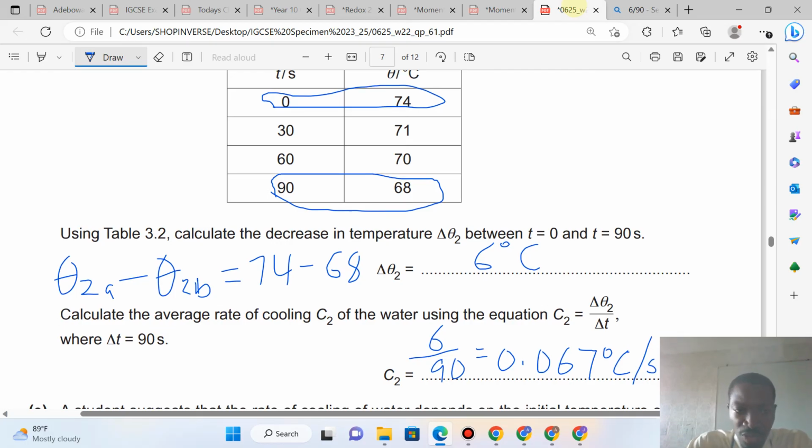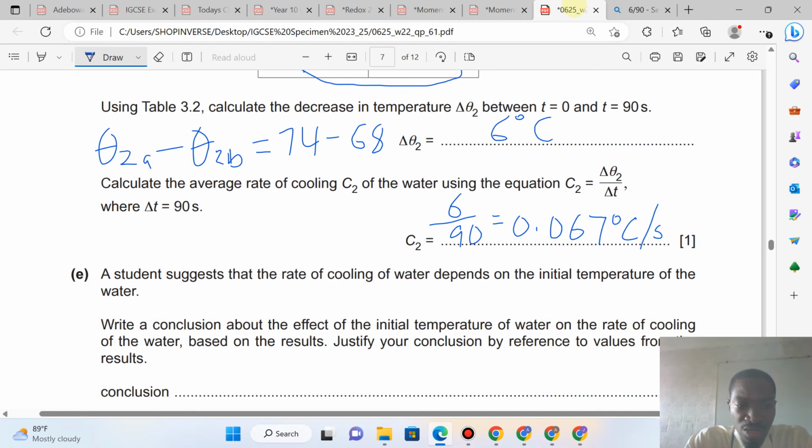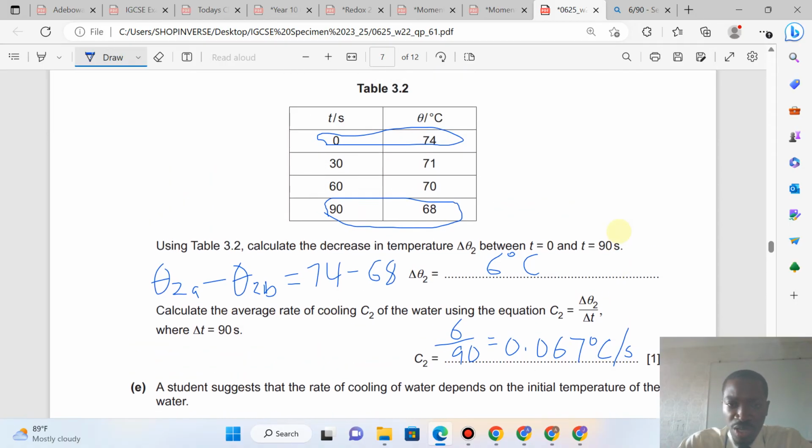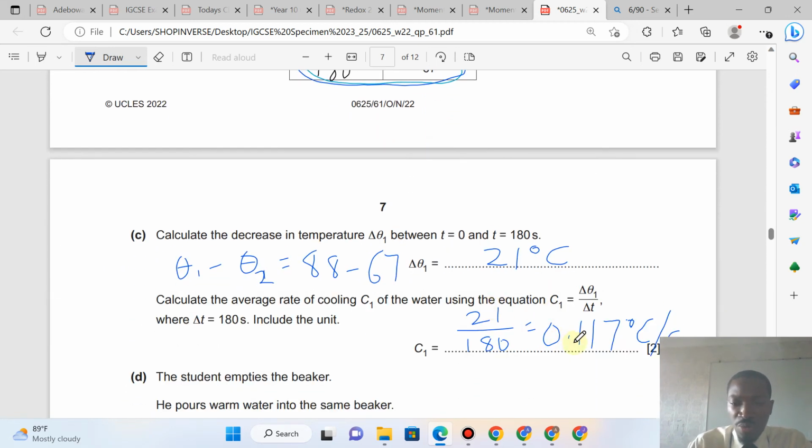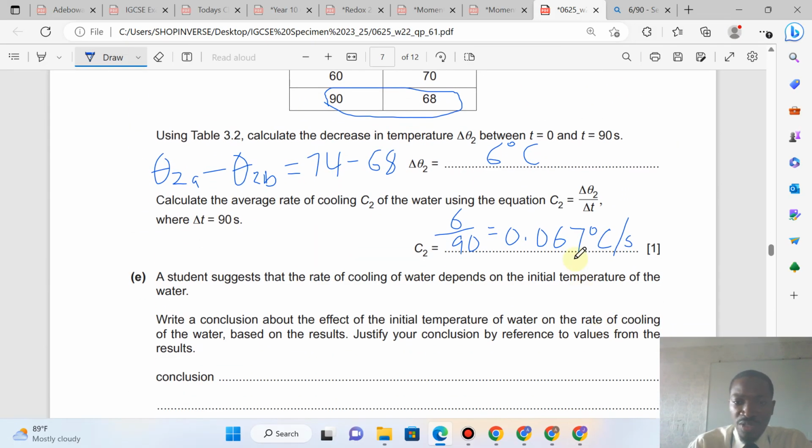Now the next question says, a student suggests that the rate of cooling of water depends on the initial temperature. Take note of the rate of cooling in the second case, where the initial temperature is 74. When the initial temperature is 74, the rate of cooling is 0.067. And when the initial temperature was 88, the rate of cooling was 0.117. You know, 0.117 is bigger than 0.067, right?